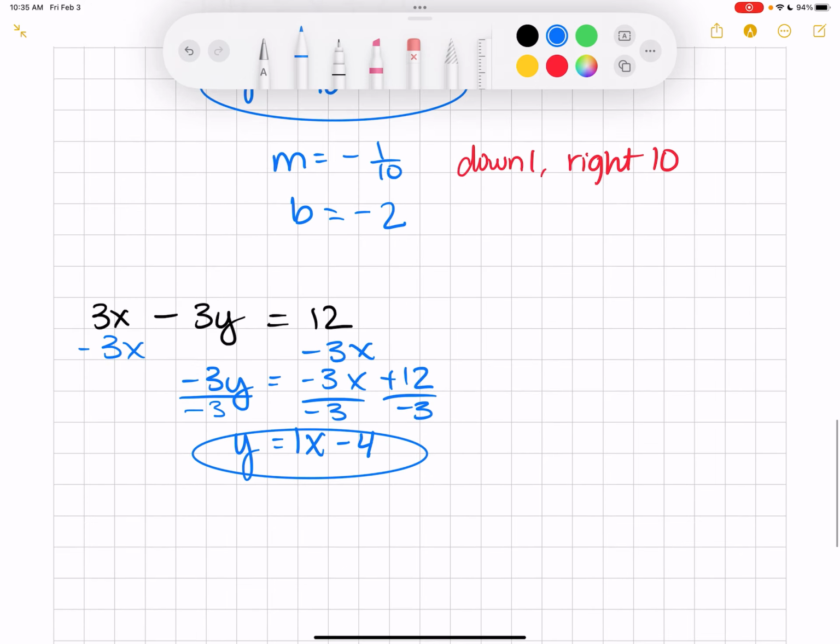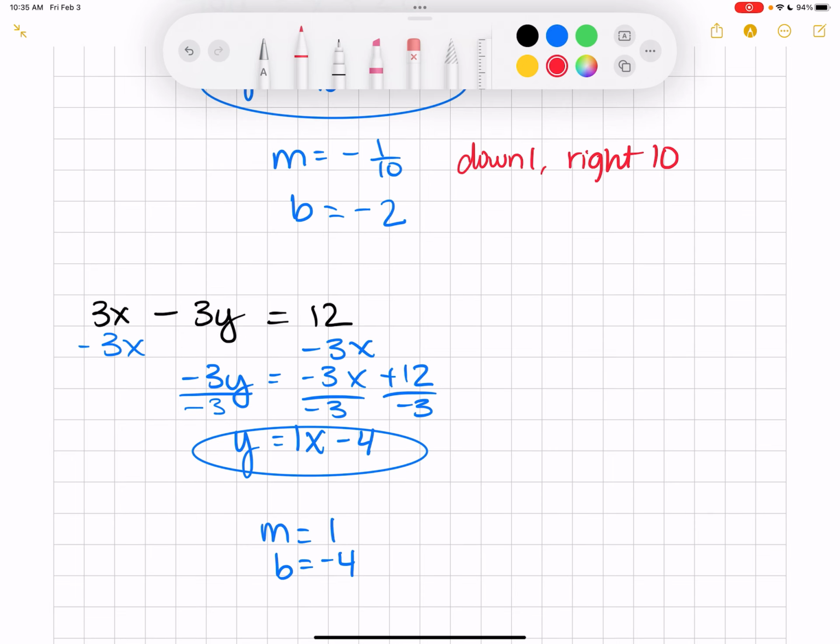So then my slope would be what? 1. Slope is 1, and y-intercept is? Negative 4. So what does this slope mean to do? Up 1, right 1. Yep, up 1, right 1. And I would say for a while, start out writing what that slope means every time, because that way you get used to it, and you make a habit of it now. Once you start actually graphing, it makes it a lot easier.